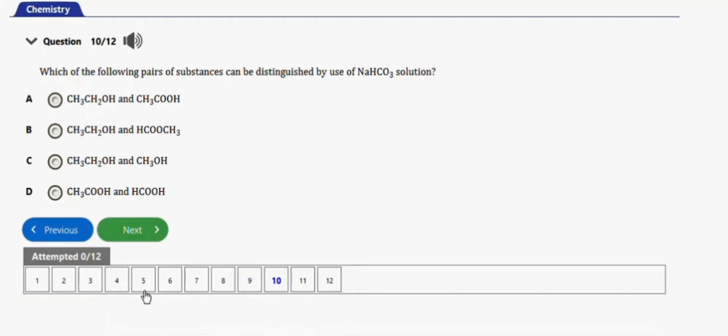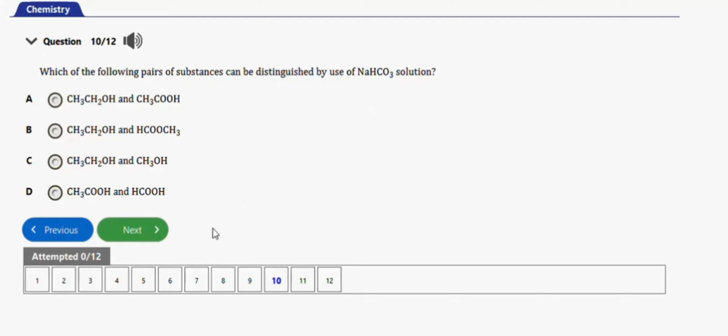Next question says, which of the following pairs of substances can be distinguished by use of sodium hydrogen trioxocarbonate(IV) solution? So the pair of substances that can be distinguished will be the one that has an alkanoic acid and an alkanol, which is option A. Alright, so these pairs of substances can be distinguished by use of sodium hydrogen trioxocarbonate(IV). So option A is the right answer to this question.